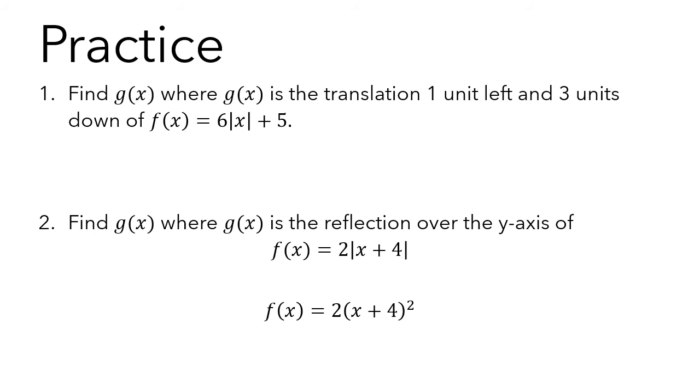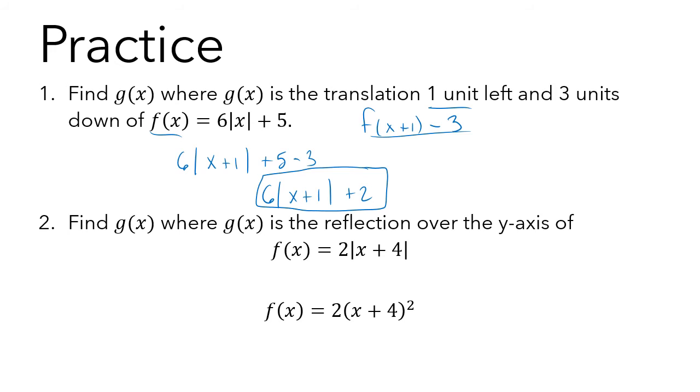So on these questions, we're asked to find g of x, where g of x is after the transformation. So in the first one, it's translated 1 unit left and 3 units down. So 1 unit left would be x plus 1 on the inside, and then 3 units down would be minus 3. So I want to change my function here to look like this one. So I'm going to do 6, and then I would do x plus 1, and then minus 3. This will simplify to 6, absolute value of x plus 1, plus 2.